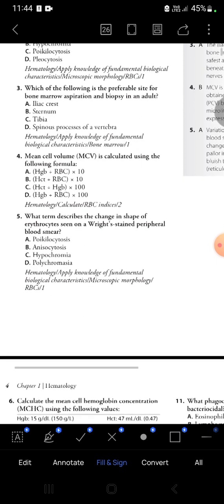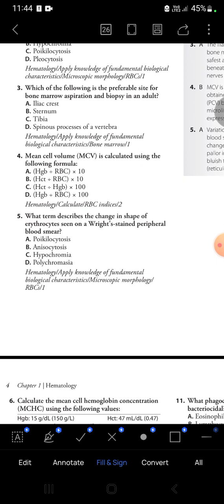What term describes the change in shape of erythrocytes on a Wright stained peripheral blood smear? Poikilocytosis, anisocytosis, hypochromia, or polychromasia. So the answer is poikilocytosis. The term that describes the change in shape of an erythrocyte seen on a Wright stained peripheral blood smear.